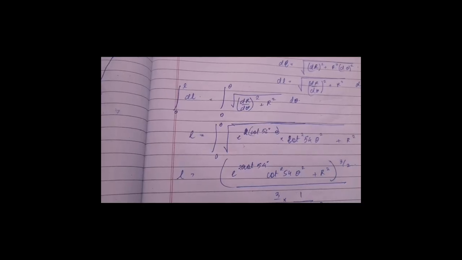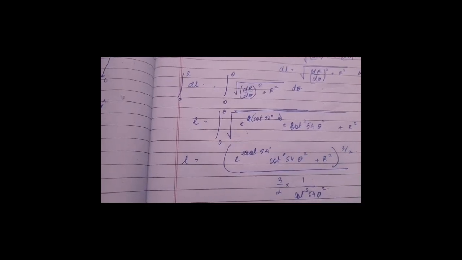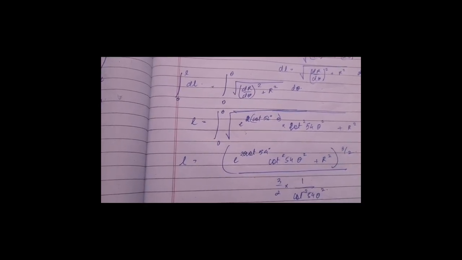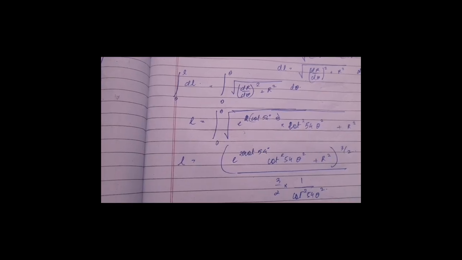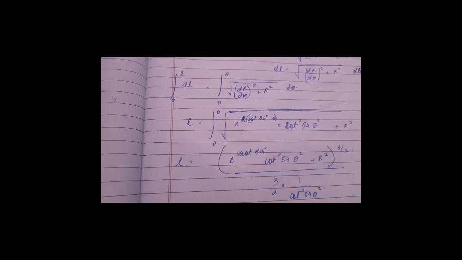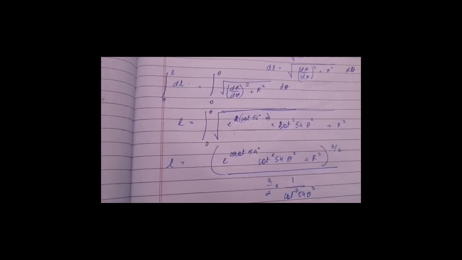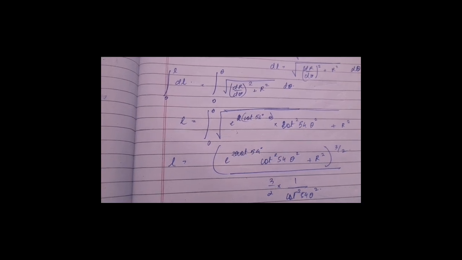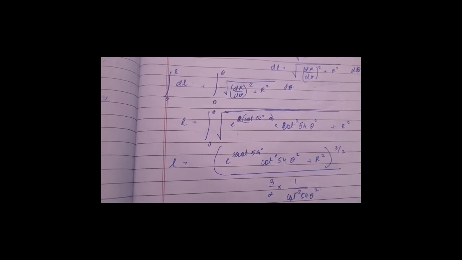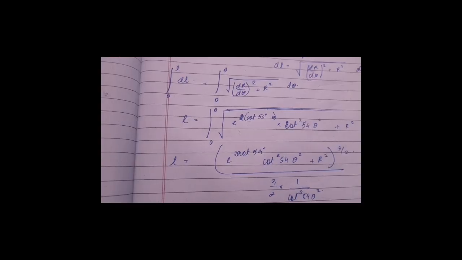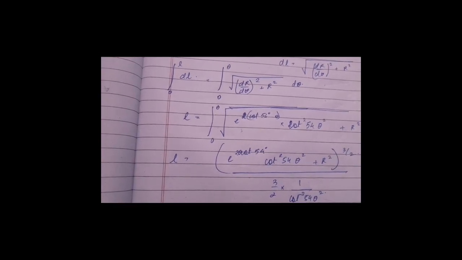After integrating, we get l is equal to e to the power 2 theta cot 54 (cot squared 54 theta squared plus r squared) to the power 3 by 2, divided by 3 by 2 into 1 by cot squared 54 into theta squared. So we have found the distance covered by each particle. Thank you for watching.